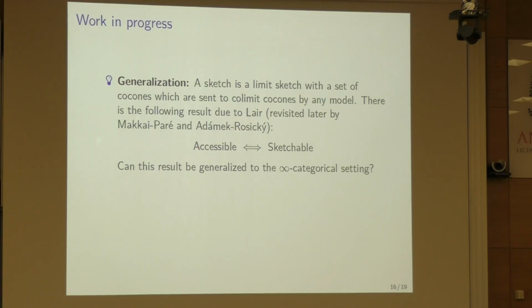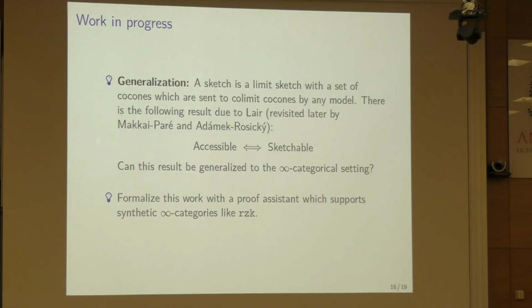There is a result which was first proven by Lair, then by Mackay-Paré, in a more modern notation, and finally it was also redone in Adámek-Rosický, that accessible categories correspond to sketchable categories in general, and therefore we think we are very close to having this proof also. And it's similar to the previous case in the sense that there are some strategies that work and some where we take new approaches.